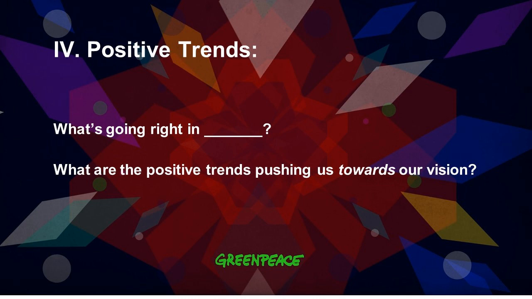So then the next step, after you've collectively defined the vision, using post-its and all that, I can get into more of the nitty-gritty of that later if people want, but I didn't want this presentation to be too long. The next thing is to think not about the problems or everything that's going wrong, but everything that's going right. All of the positive trends that are pushing us towards the vision that we collectively were able to articulate in very concrete terms.